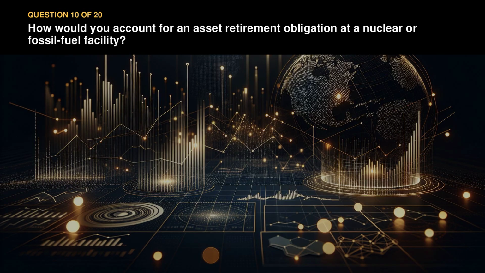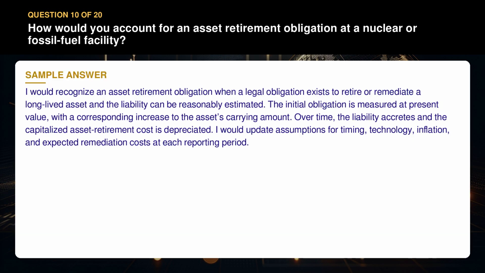Question 10. How would you account for an asset retirement obligation at a nuclear or fossil fuel facility? I would recognize an asset retirement obligation when a legal obligation exists to retire or remediate a long-lived asset and the liability can be reasonably estimated. The initial obligation is measured at present value, with a corresponding increase to the asset's carrying amount. Over time, the liability accretes and the capitalized asset retirement cost is depreciated. I would update assumptions for timing, technology, inflation, and expected remediation costs at each reporting period.